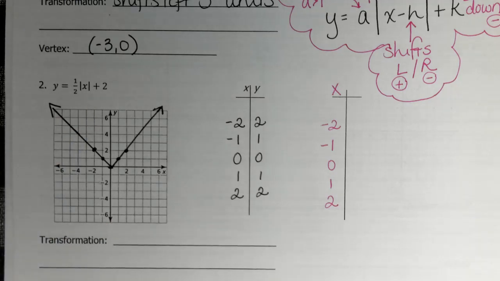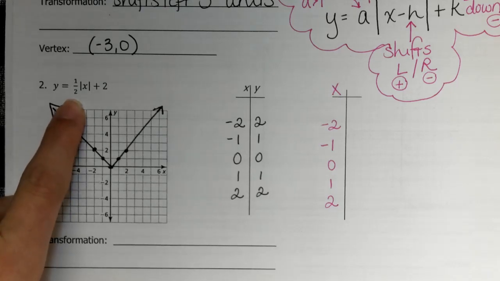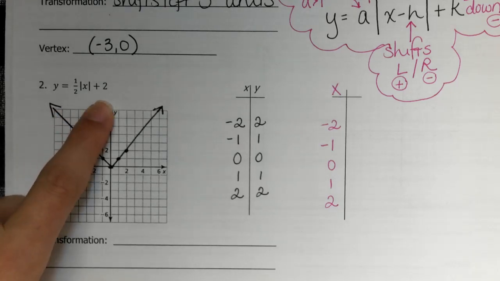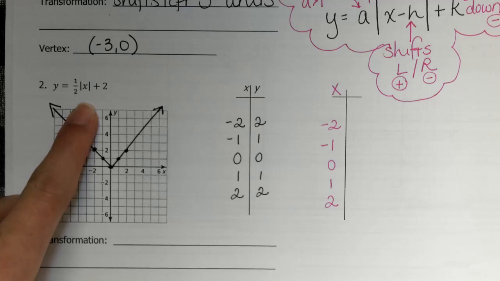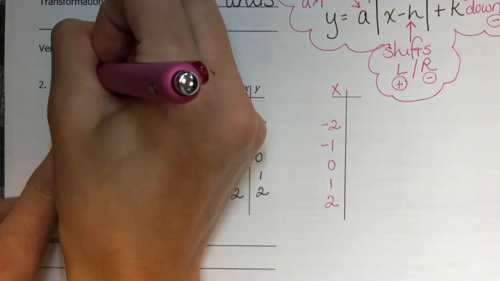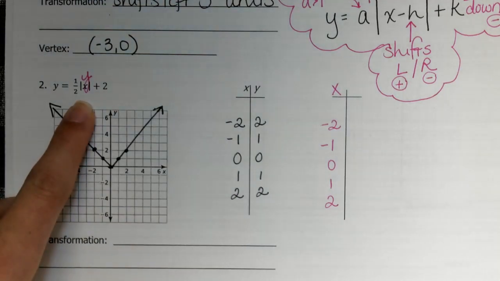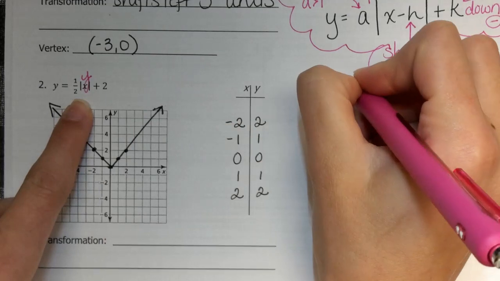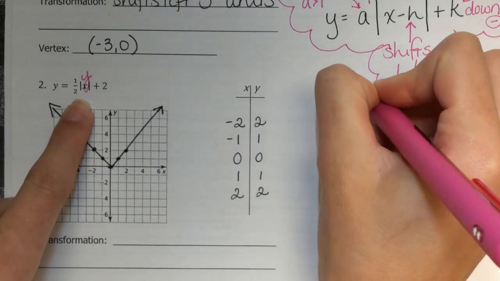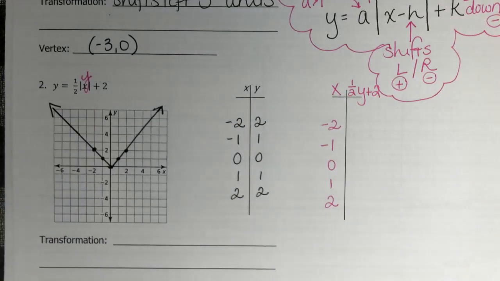Everything on the outside of this x is happening to y. Okay, so this is telling me y equals 1/2 times the absolute value of x plus 2. We know the parent function is really y equals the absolute value of x. So if you replace that absolute value of x with y, because they're equal, then it reads your 1/2 y plus 2. That's how you're going to write your transformation for y.